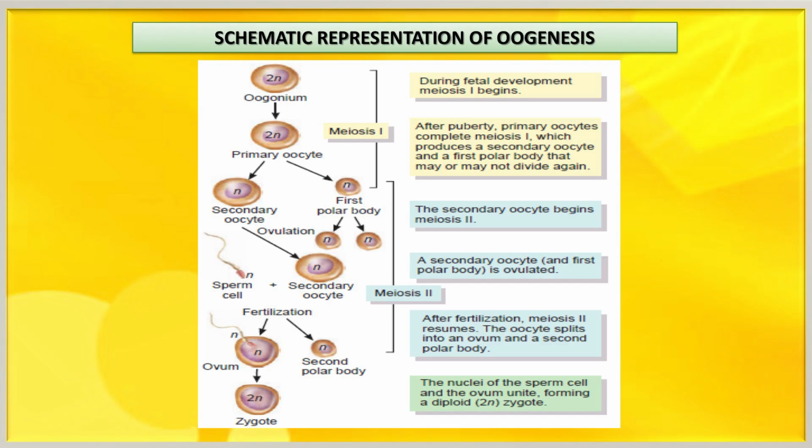The fertilized zygote has n number from the mother, the egg, maintaining haploidy, and the sperm is already haploid. Now, the zygote will again become 2n, and in this process one more polar body will be formed.